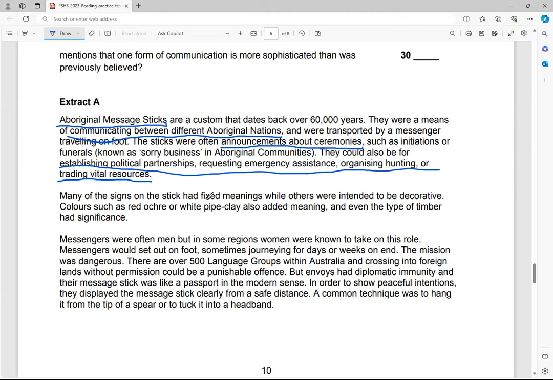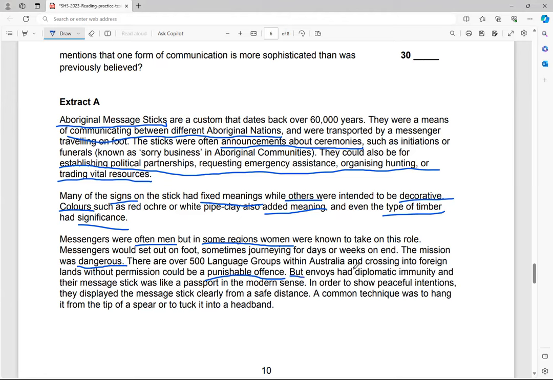Many of the signs on the stick had fixed meanings, while others were intended to be decorative. Colors such as red ochre or white pipe clay also added meaning, so colors added meaning, and even the type of timber had significance. Messengers were often men, but in some regions, women were known to take on the role. Messengers would set out on foot, sometimes journeying for days or weeks on end. The mission was dangerous. There were over 500 language groups within Australia, and crossing into foreign lands without permission could be a punishable offence.